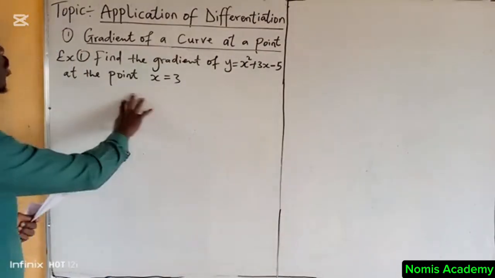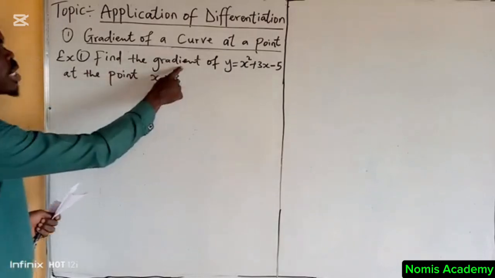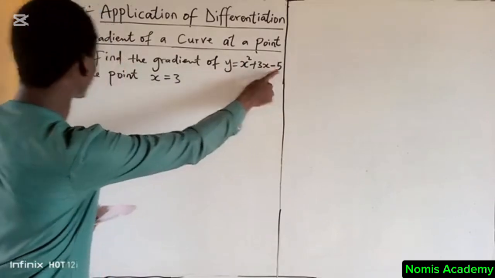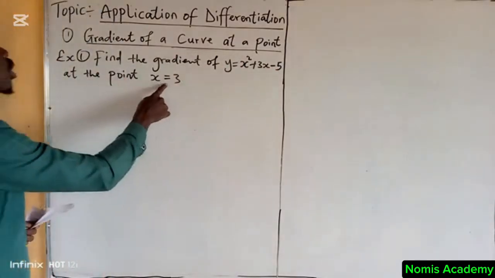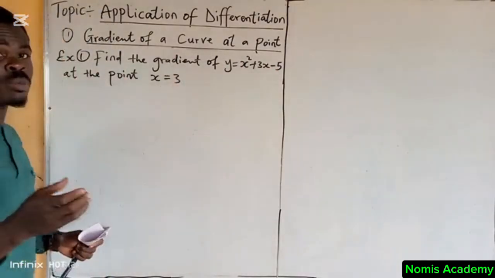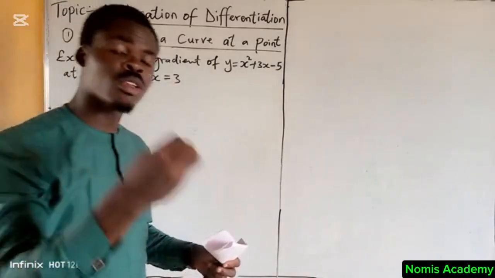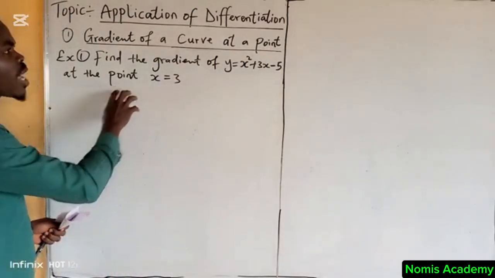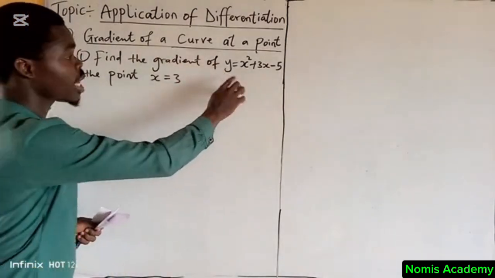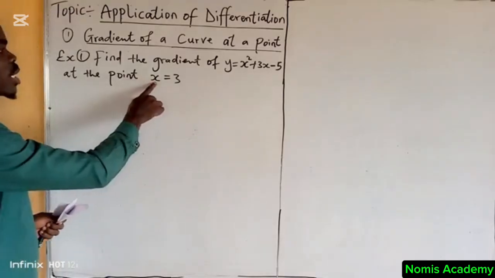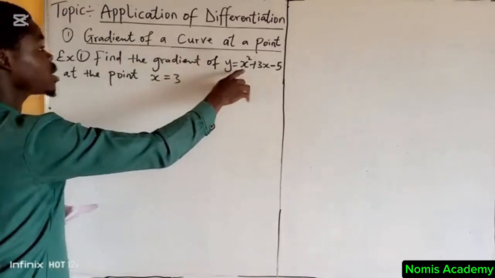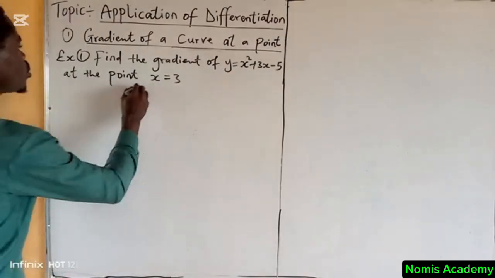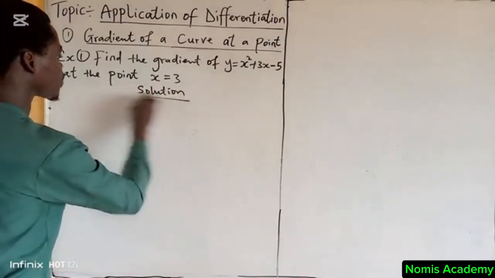Alright, we have an example on the board. Find the gradient of y equal to x squared plus 3x minus 5 at the point x equal to 3. You will agree with me that the gradient or the slope of a curve is given as dy dx. So we are going to find the derivative, which is dy dx of this function, and then we slot in the value of x at the point where we have x, and then we get the value of the gradient. So, let's start with the solution.